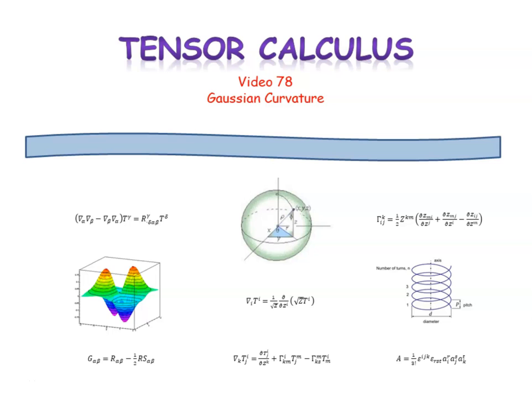In video 78 of Tensor Calculus, we'll introduce the concept of Gaussian curvature, which is a property that quantifies the curvature of a two-dimensional surface.